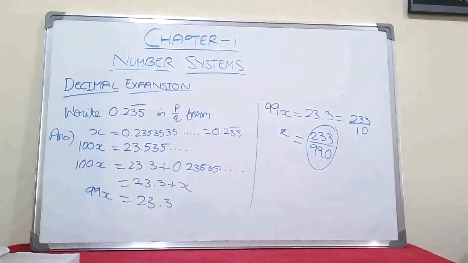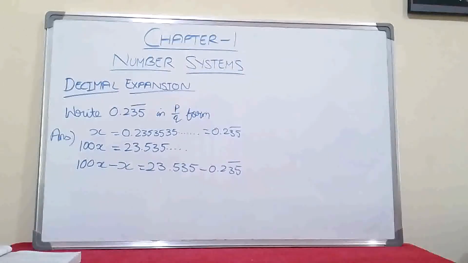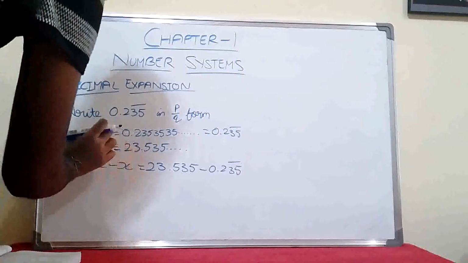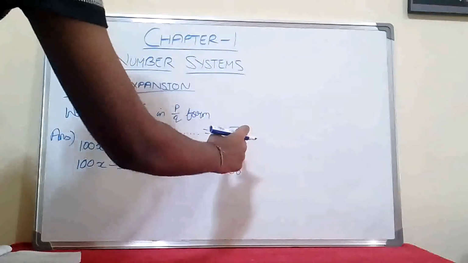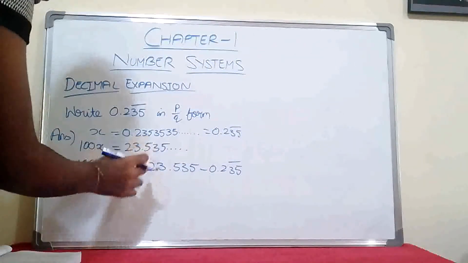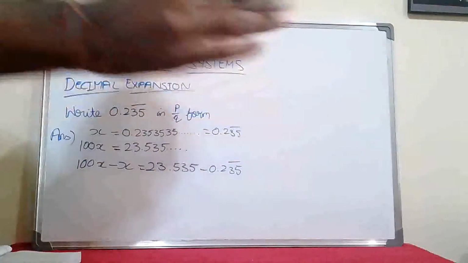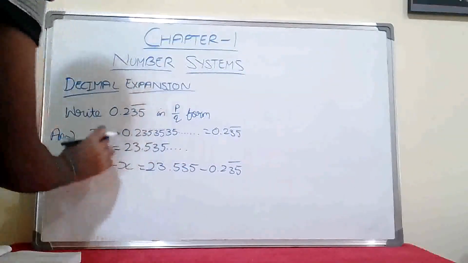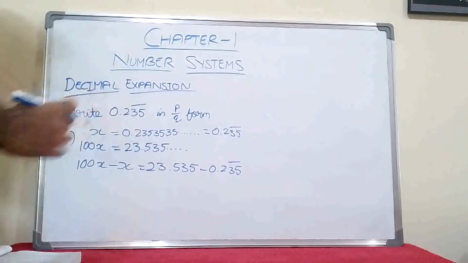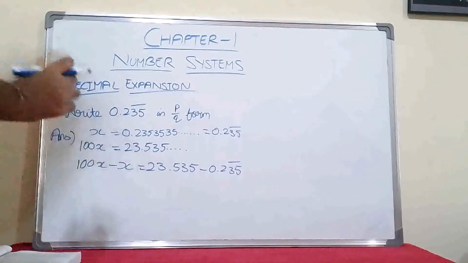There is an alternate method which I will be showing right now. We are using the way we calculated the previous answer, the method that we used for finding the P by Q form of 3.3 bar. Here, let's take a look. x equals 0.235 bar, and here 100x equals 23.53555. It will keep on going. So now we subtract both equations again as we did for the previous question. So 100x minus x equals 99x.